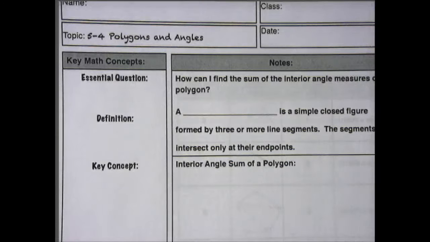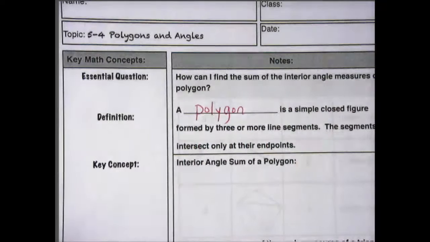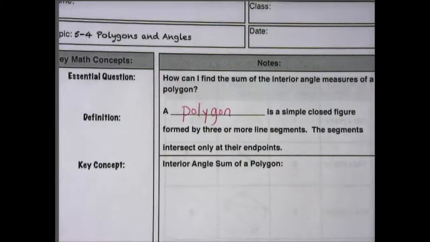Let's look at section 5.4, polygons and angles. First of all, we need to know what a polygon is. A polygon is a simple closed figure formed by 3 or more line segments, and the segments are only going to intersect at endpoints.